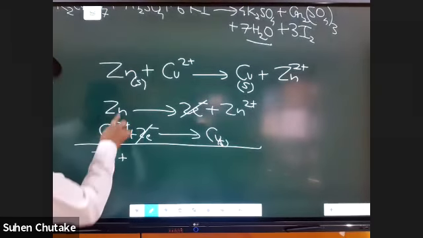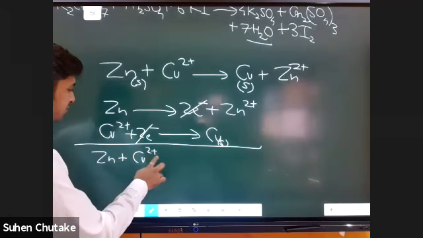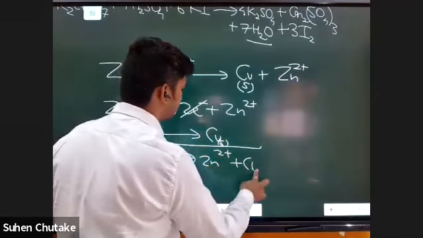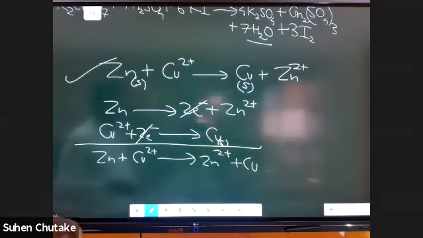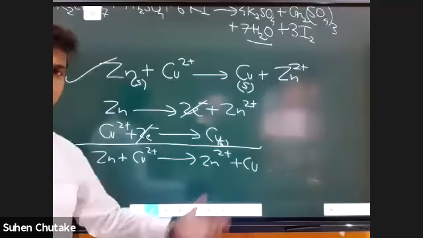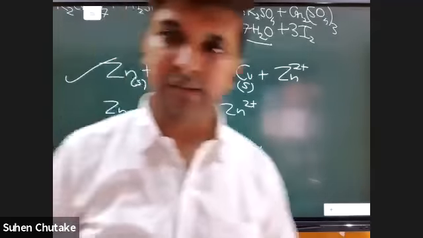Zn plus Cu2+ on the left hand side, and on the right hand side Zn2+ plus Cu. So we have got this equation again. If something does not balance, we would balance it and then combine it. This is called the partial equation method.